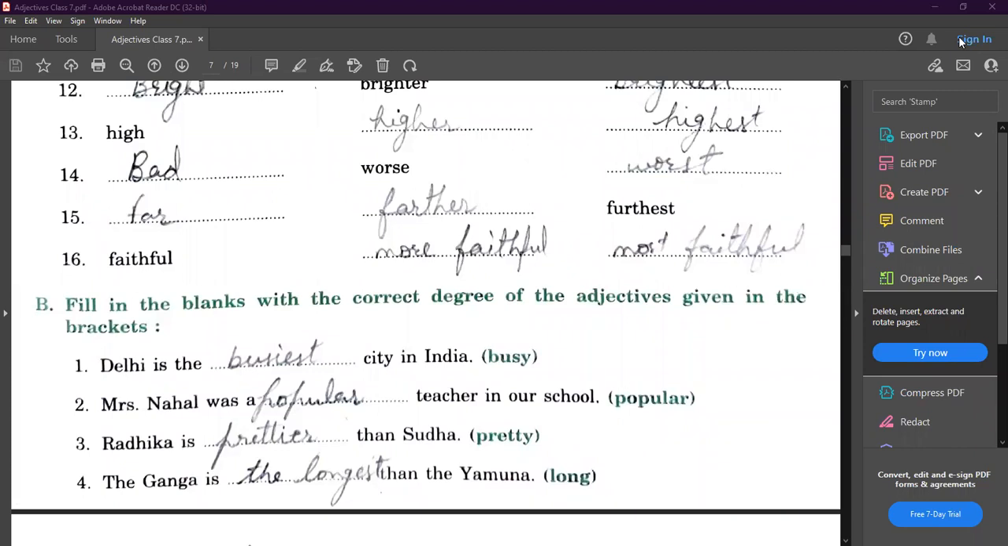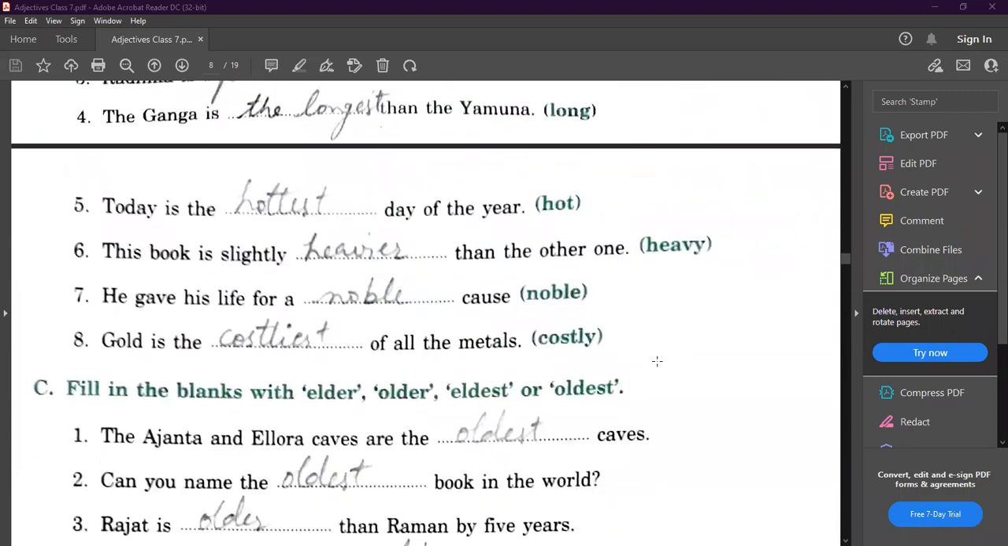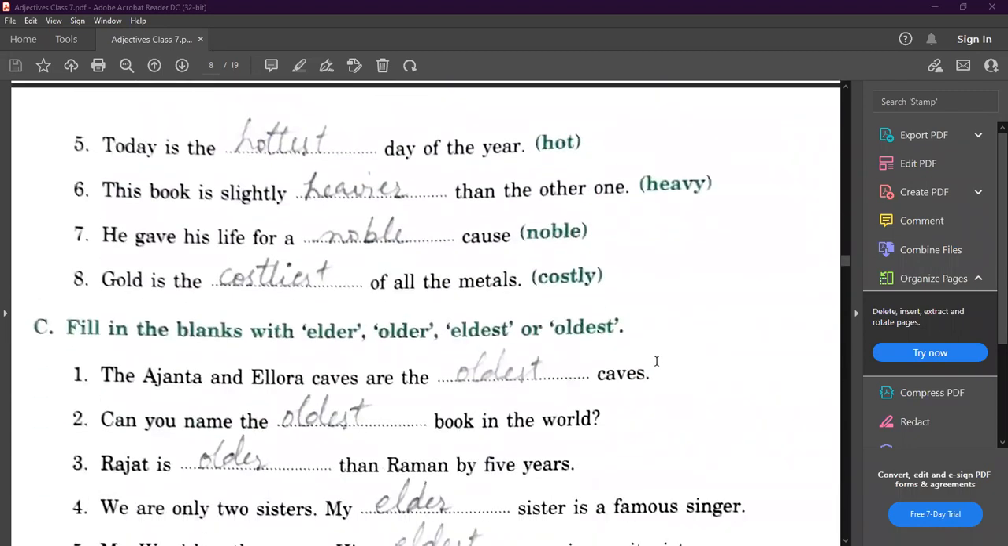Okay, Delhi is the busiest city in India. You have to use the correct degree of adjectives here, right? Mrs. Nahal was a popular teacher in our school. Radhika is prettier than Sudha. The Ganga is longer than the Yamuna. Today is the hottest day of the year. This book is slightly heavier than the other one. He gave his life for a noble cause. Gold is the costliest of all metals.